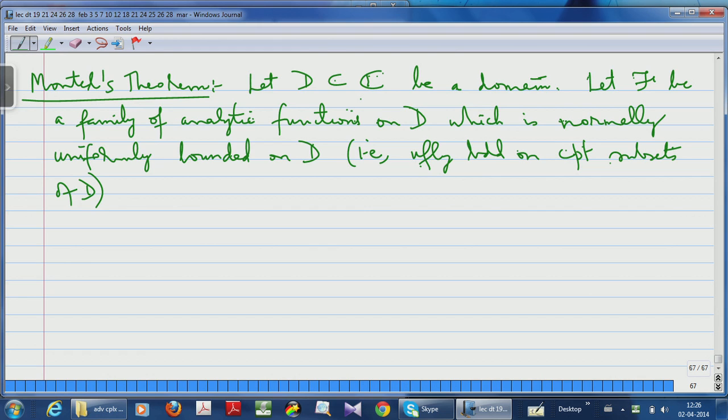Then you have sequential compactness. Then you have compactness basically, but you should see compactness as sequential compactness. And sequential compactness, what does it mean? It means that given any sequence, you have a convergent subsequence. But here it's not just convergence on the whole. First of all, it's a convergence of a sequence of functions, so it will be a uniform convergence.